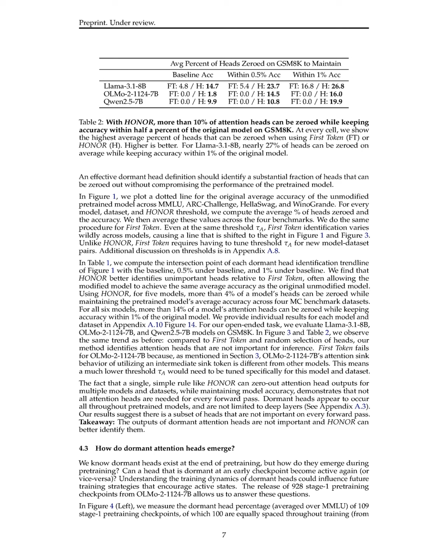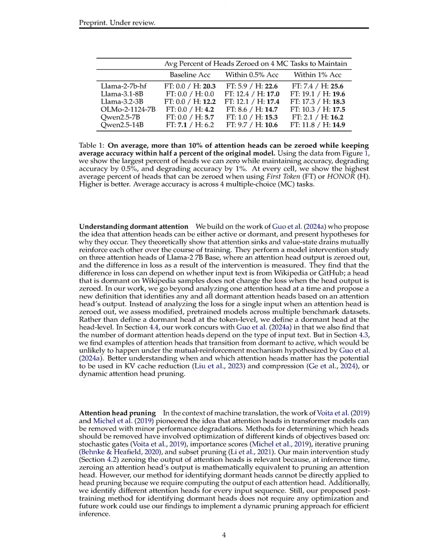In comparison to existing methods, such as the first token approach, our method, Honor, is more efficient, as it does not require tuning specific thresholds for different models and datasets, and it consistently identifies unimportant heads across various contexts. This efficiency in identifying dormant heads can lead to potential applications in dynamic attention head pruning and KV cache reduction, ultimately improving inference efficiency in large language models.